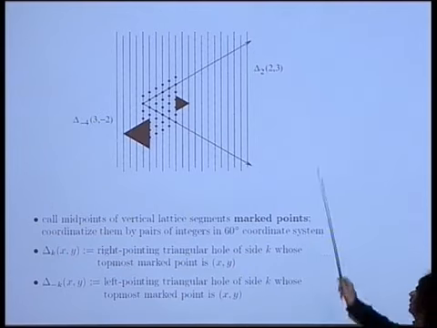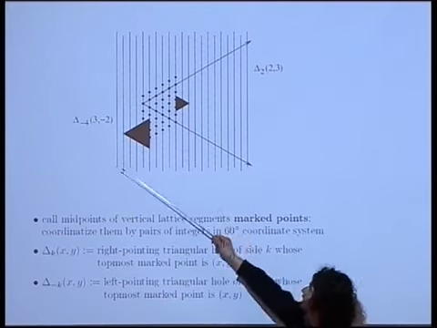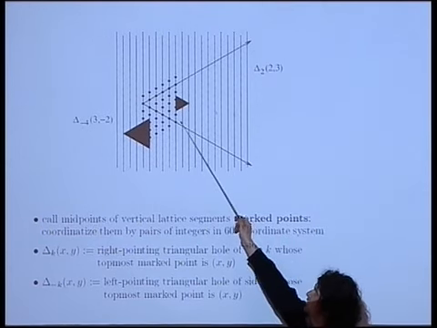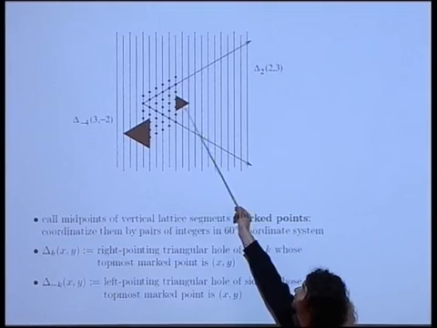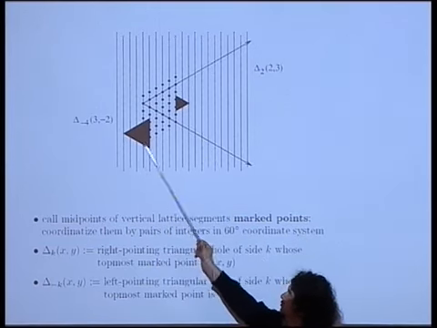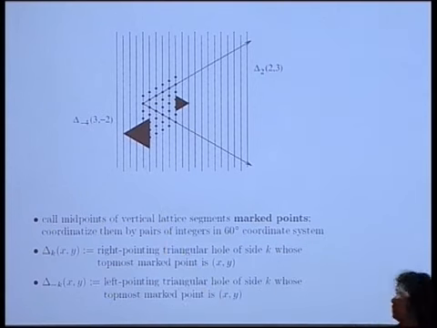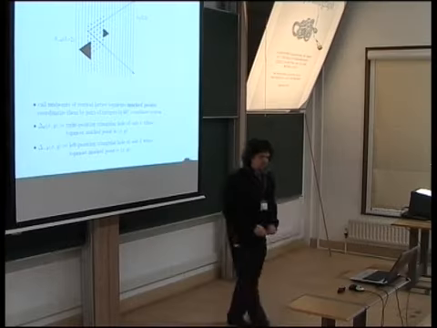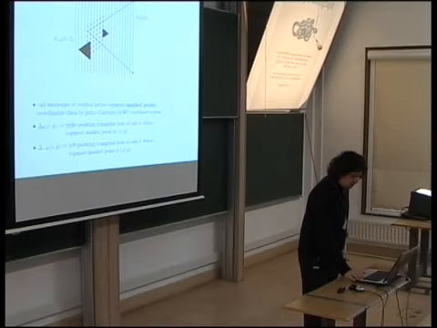And what are the indices here? Well, the index is positive 2 here. Positive means that it points to the right, and 2 means that it has side length 2. And the minus 4, the minus means that it points to the left, and the 4 means that it has side 4. Okay? So now we know what delta k of xy is, and delta minus k of xy, where k is any positive integer.